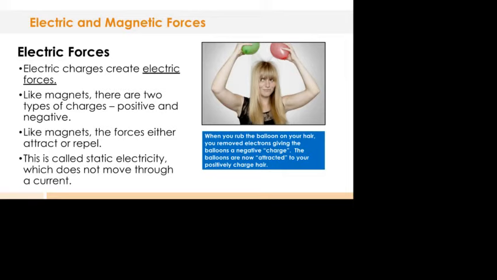So when you have a buildup of electrons on an object, for example, when you rub a balloon on your hair, the electrons go from your hair to the balloon and they build up on the balloon, creating a negative charge. Well, that buildup of charge is called static electricity. That's electricity that's not moving. Remember that static means stationary or still.